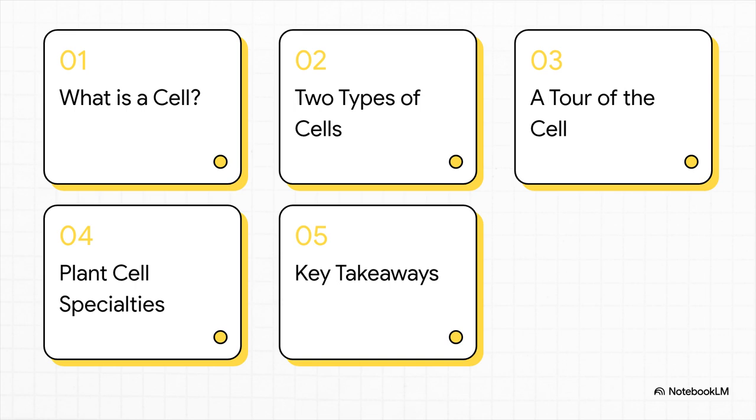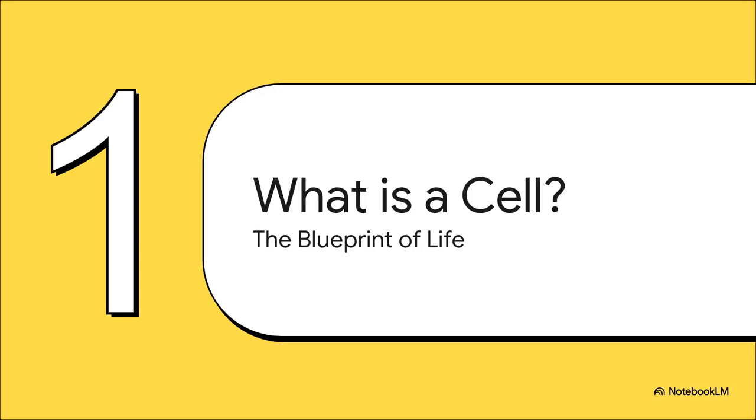Okay, so here's our plan for today's tour. First, we're going to figure out what a cell actually is. Then, we'll look at the two main types of these cellular cities. After that, we'll take a really detailed tour inside one of them, check out some cool features you only find in plant cells, and then we'll wrap it all up with the key takeaways. So let's start with the absolute basics. What in the world is a cell?